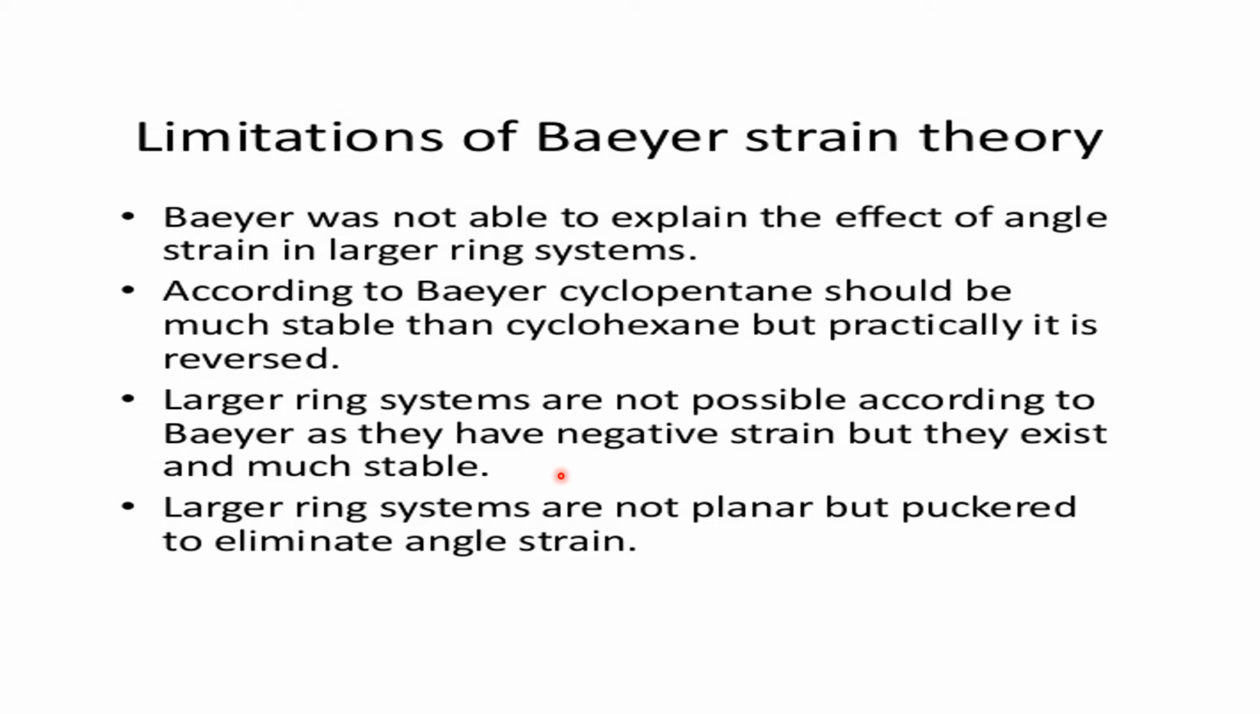As per Baeyer's strain theory, all the cycloalkanes are planar systems. But moving to cyclohexane, cycloheptane, etc., the systems are not planar. They are puckered, or we could say they have different conformations. So he failed to explain these for the stability of cycloalkanes.